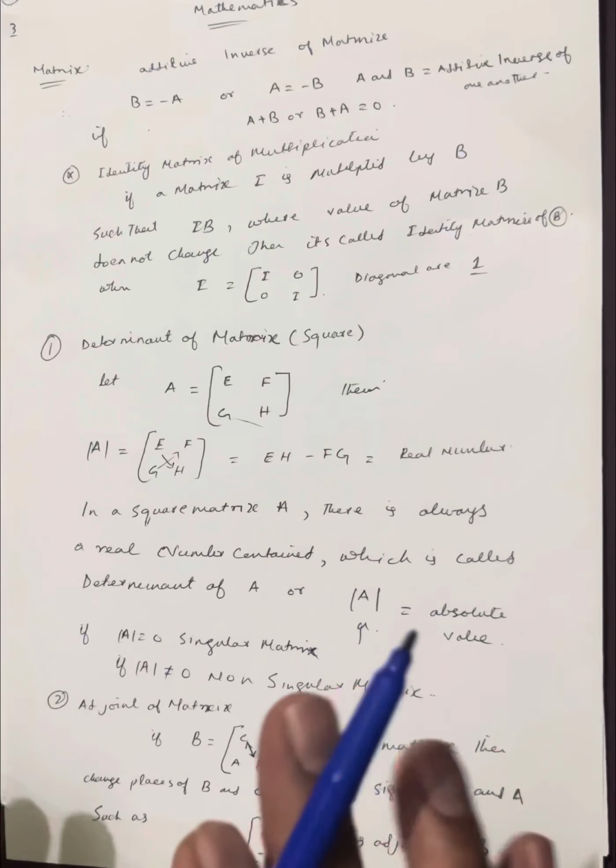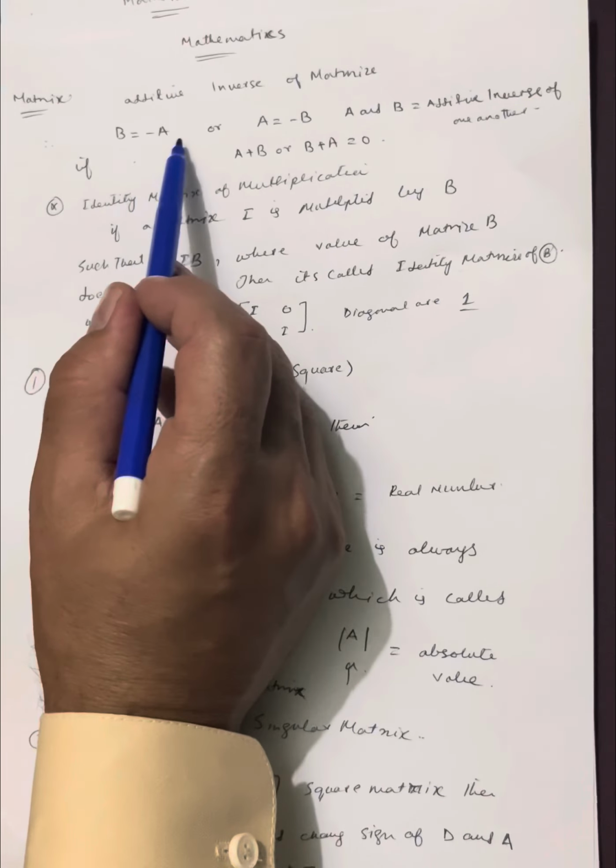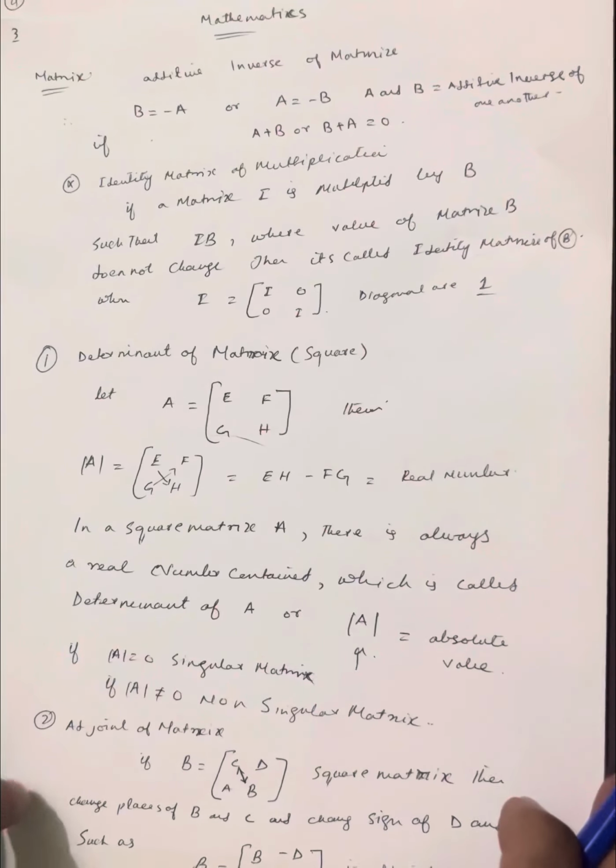Matrix is simple minus sign. If B is a matrix, then minus B is the additive inverse.